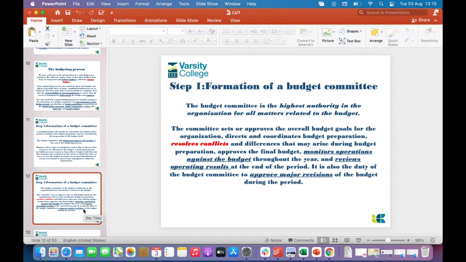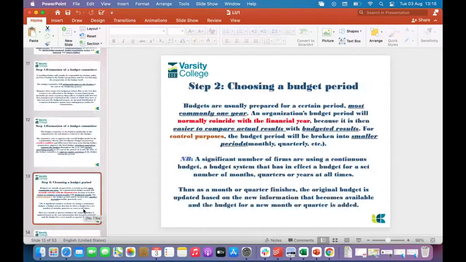All right, it monitors operations against the budget throughout the year, reviews operating results, and approves major revisions of the budget during the period.